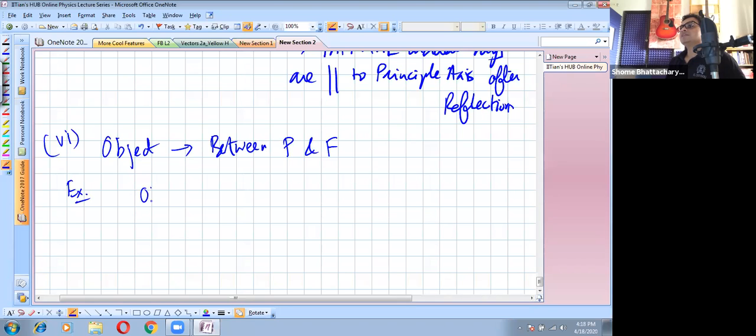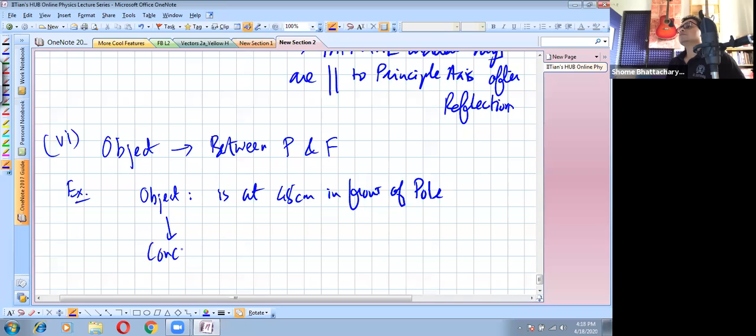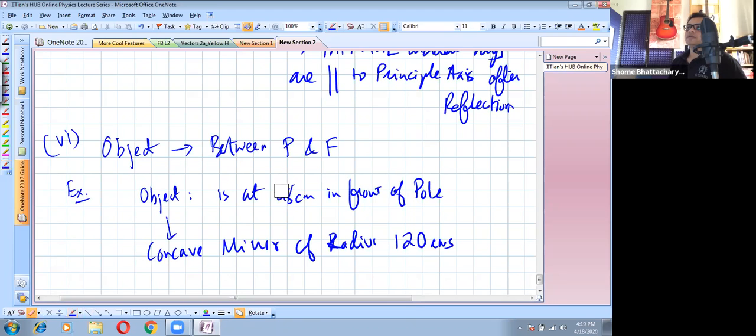Take the example where the object distance is, let us say, 45 centimeters in front of the pole. And it is a concave mirror, as we are discussing, of radius, let us say, 120 centimeters. So the focal length is 60 centimeters. So as you can see, my object distance 45 in front is less than the focal length. So it is ahead of the focal point. It is between the pole and the focal point. So just try this out with a diagram and then with the calculation.